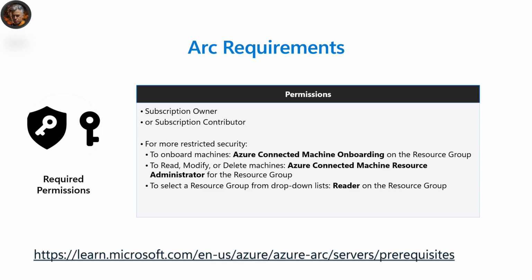Required permissions on Azure: if you have owner or contributor roles on that subscription, these roles provide all you need. In case you don't have membership in these roles, then the contents of this URL show what is needed. To onboard machines, you need Azure Connected Machine Onboarding. To read, modify, or delete a machine, you need Azure Connected Machine Resource Administrator. And to select a resource group from the drop-down list, you need Reader on that resource group.